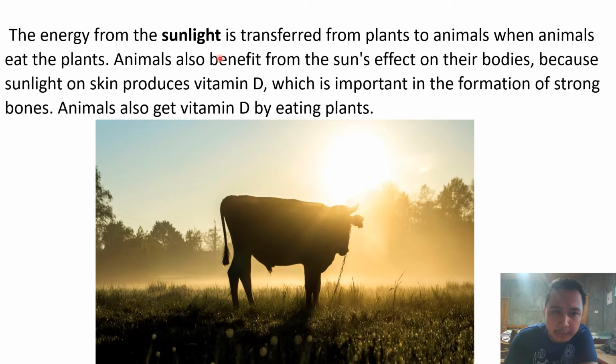The energy from the sunlight is transferred from the plants to animals. When animals eat the plants, animals also benefit from the sun's effect on their bodies because sunlight on skin produces vitamin D, which is important to the formation of strong bones. Animals also get vitamin D by eating plants.